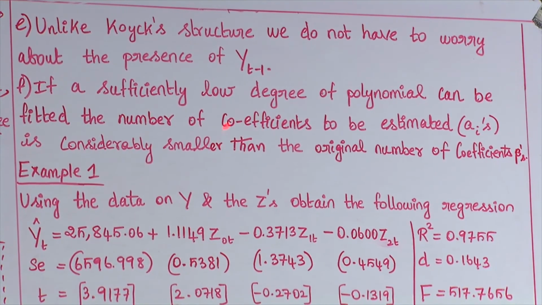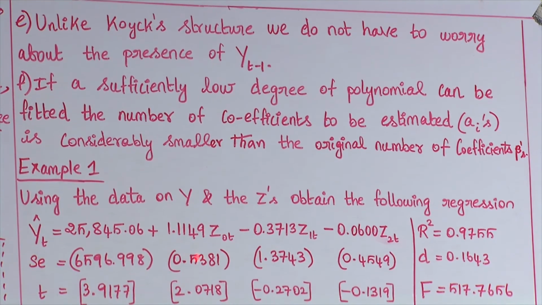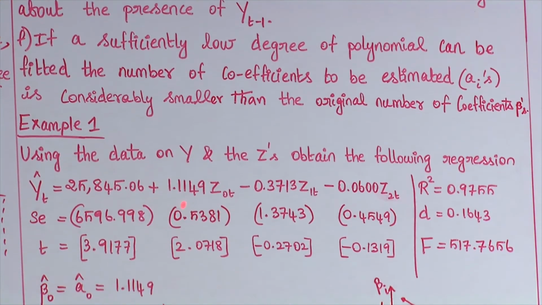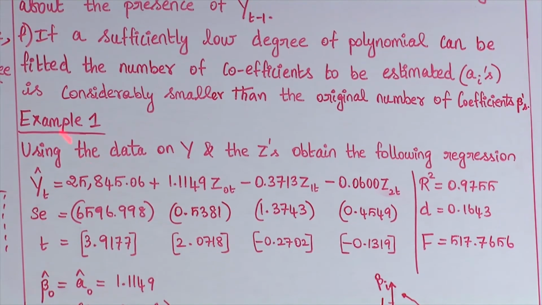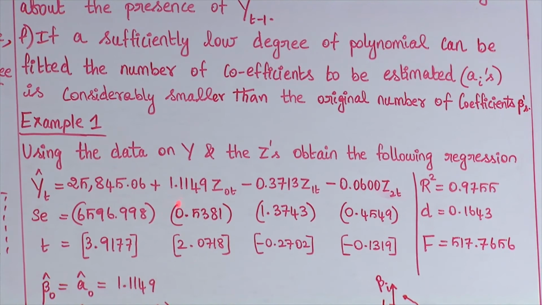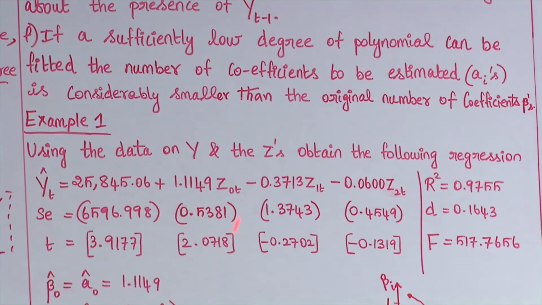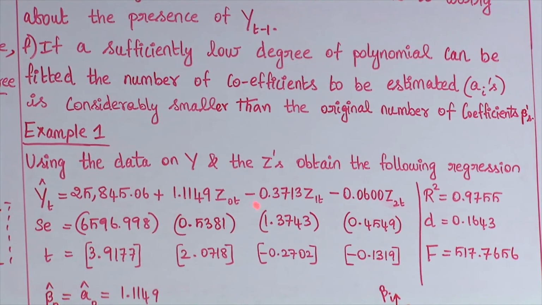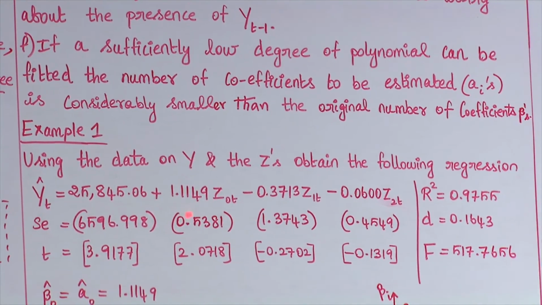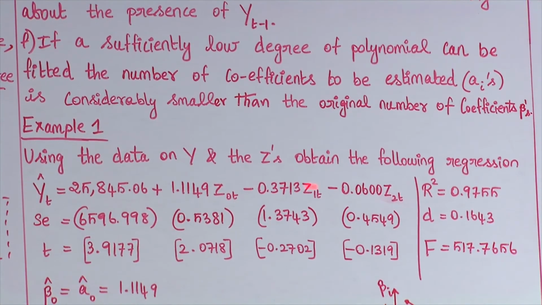Let us see two illustrated examples, one from G. S. Maddala, the other from Studenmund's 4th edition book, Using Econometrics: A Practical Guide. So let us take the first example. This example is taken from G. S. Maddala's 4th edition, Introduction to Econometrics. So this is the equation, this is the auxiliary equation. The auxiliary equation is in terms of z's.